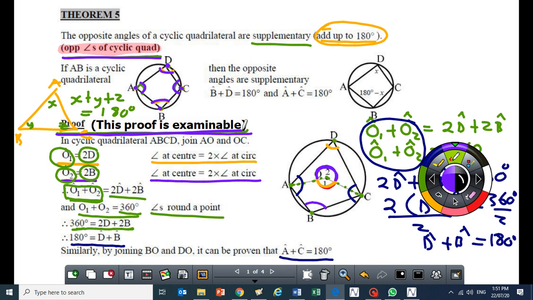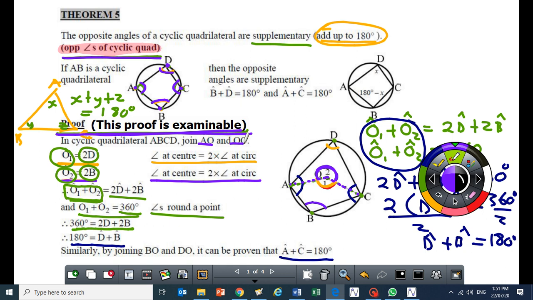Alright? So, first thing, to do the proof, you'll be given a circle like this one here, A, B, C, D. Then you need to create a radius. So you join point O and point A. You also join point O and point C. So you join those 2 points to form 2 radii, AO and OC.